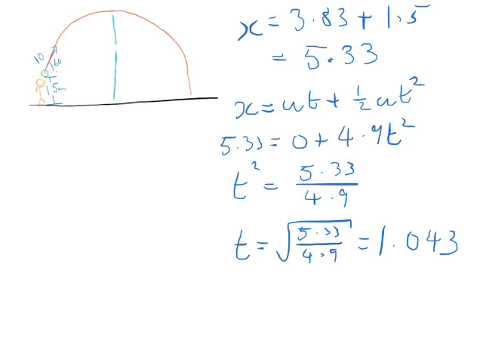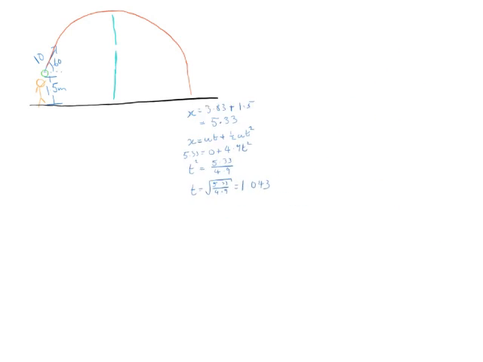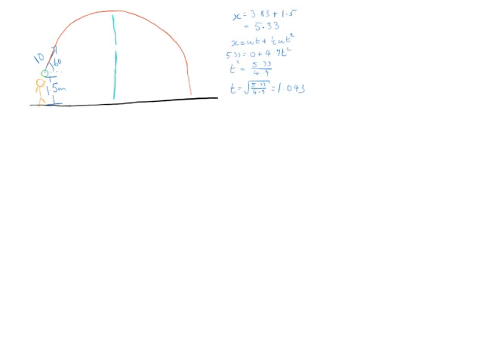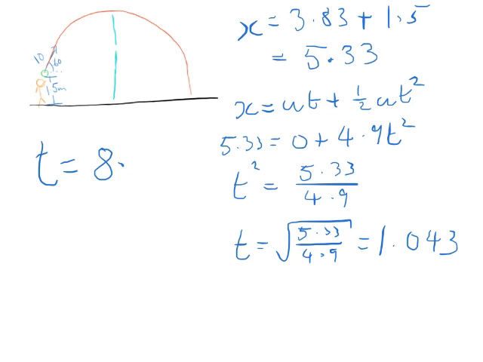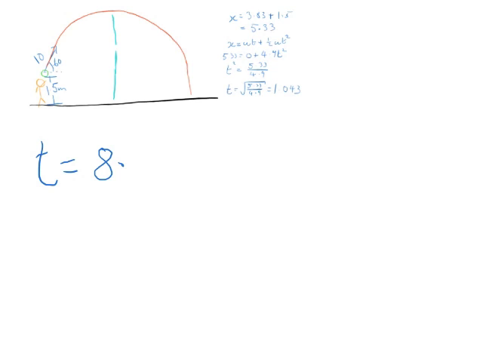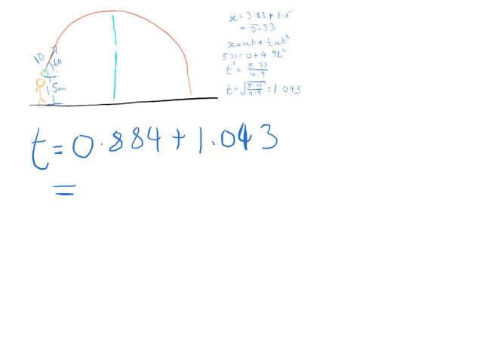1.043. So that's the time it takes to get from the top of its flight, up here, down to the ground. Not back to level, to the ground. So, now we can work out the total time it takes for the flight. So our total time is equal to the time up plus the time down. Our new total time is equal to 0.884 plus 1.043, which equals 1.927. So that's seconds. That's our new total time.